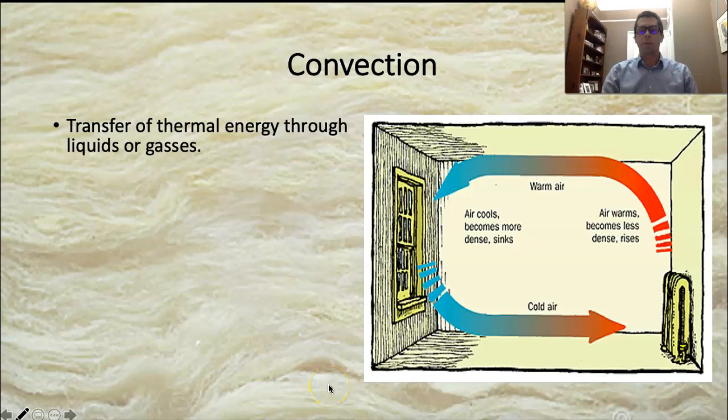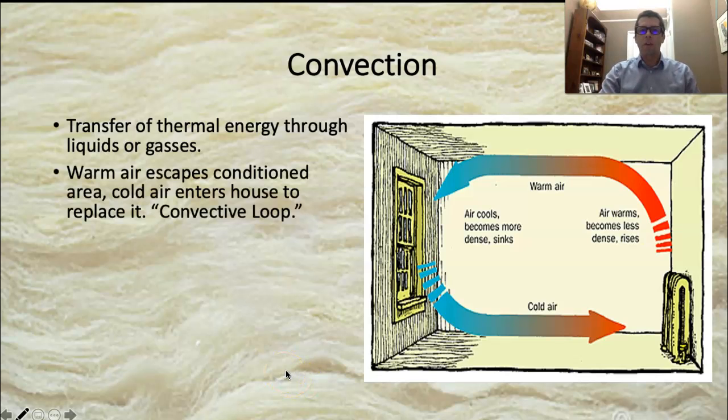So the second method of thermal transfer I want to talk about is convection. This is the transfer of thermal energy between liquids and gases. What primarily concerns us with our house is through the air, through gases, okay? And we get this phenomenon called the convective loop happening, okay?